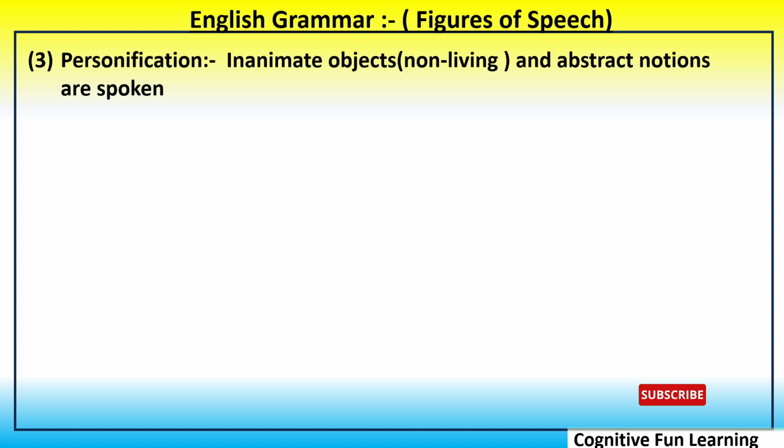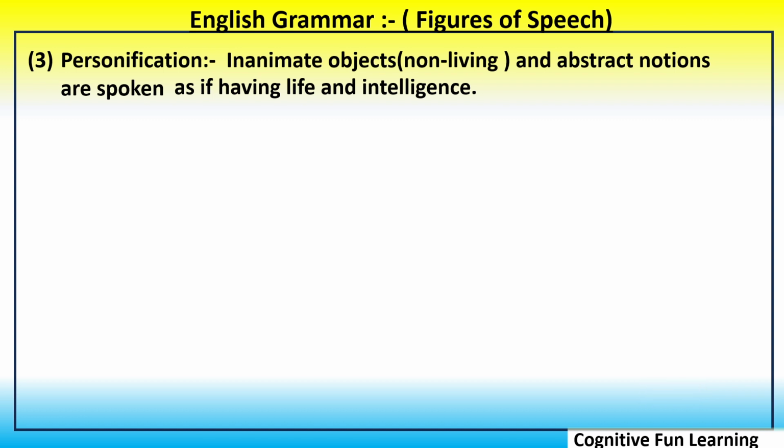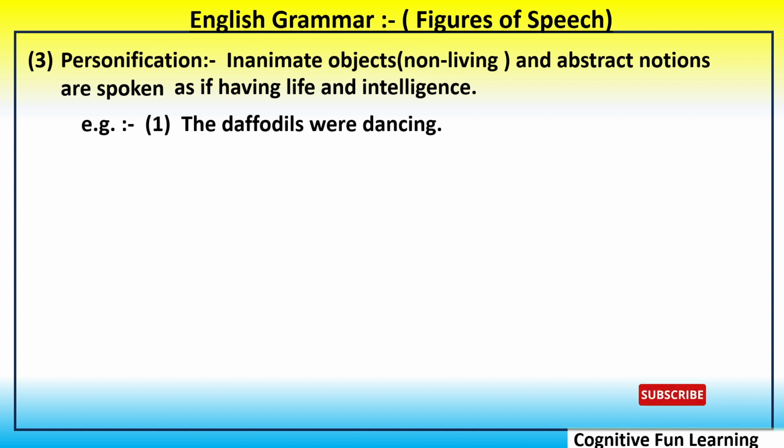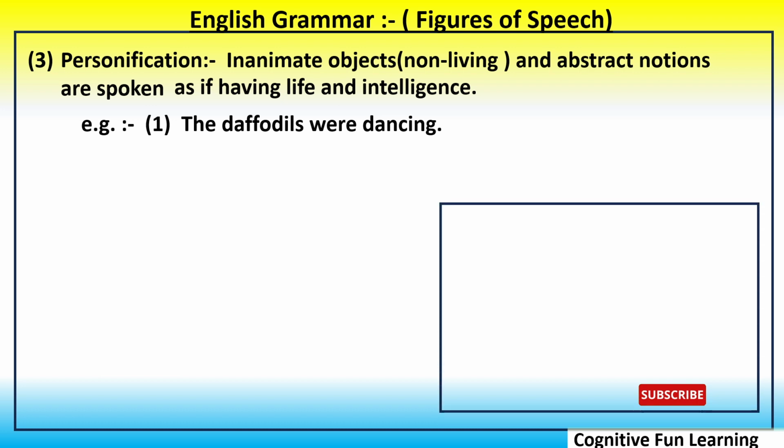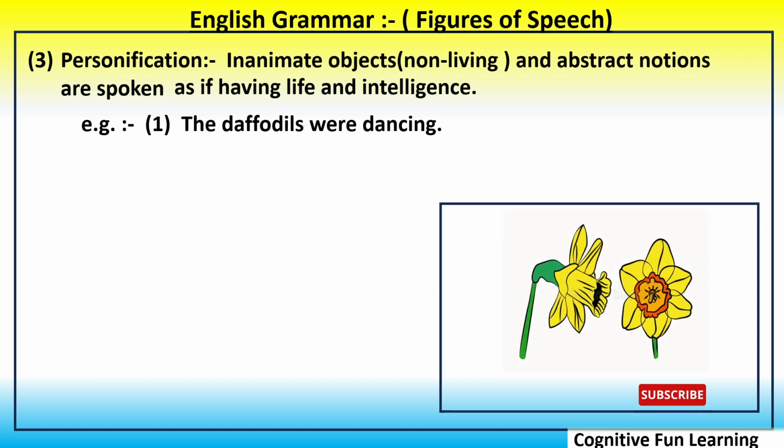Next one is personification. In personification, inanimate objects, non-living things, and abstract notions are spoken of as if having life and intelligence. For example, the daffodils were dancing. Now, daffodils are non-living objects. How can they dance like human beings? So this is an example of personification.